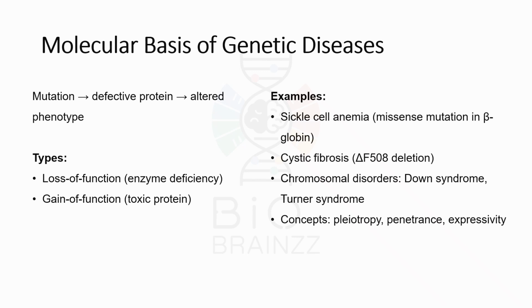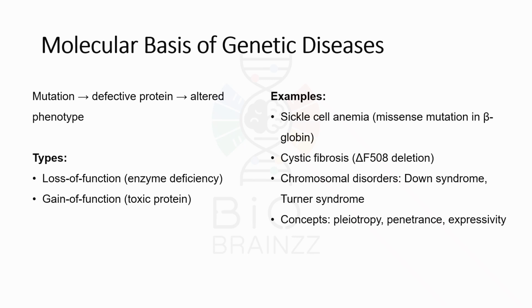Genetic diseases arise due to mutations that lead to defective proteins and altered cellular functions. These mutations can be of different types, such as loss of function mutation, where protein activity is reduced or absent, and gain of function mutation, where the protein acquires a new or toxic function. Examples include sickle cell anemia, which is caused by a missense mutation in the beta globin gene, and cystic fibrosis, caused by deletion of phenylalanine at position 508.